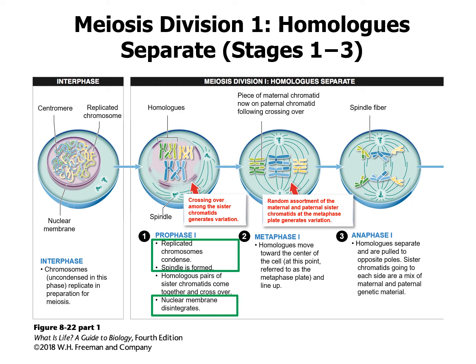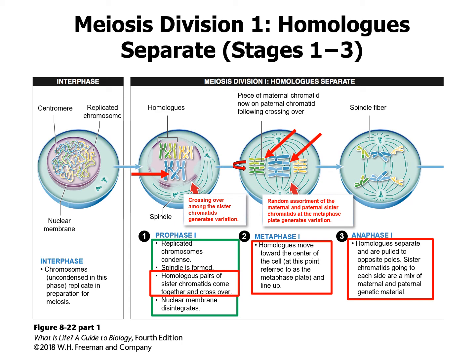And then we're going to enter into prophase. Everything's relatively the same, except that our homologous pairs of sister chromatids are going to come together and then cross over. That is the big difference. From there, we're going to enter into metaphase, where our homologs move toward the center of the cell. At this point, they line up at the metaphase plate. This is also different from mitosis, and that's what those little red squares mean.